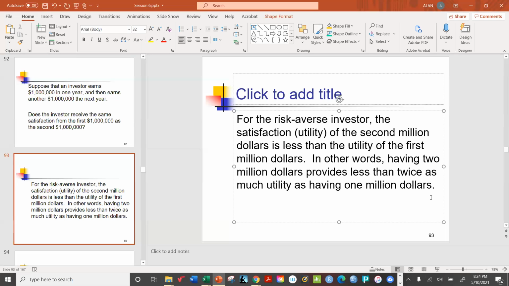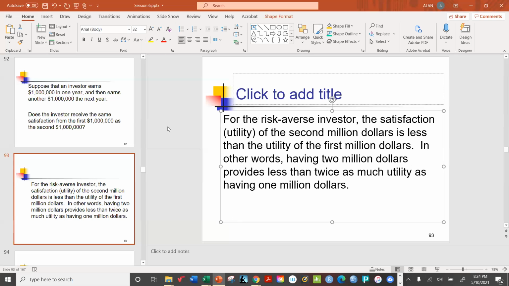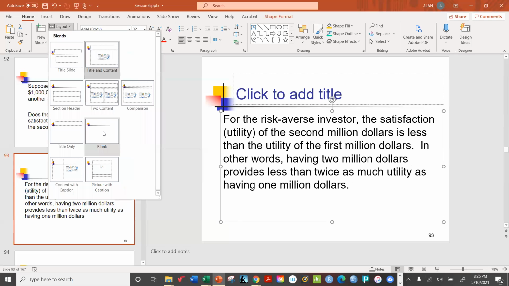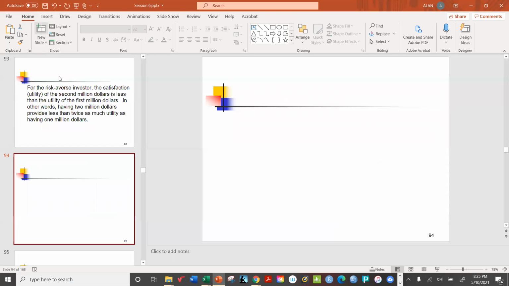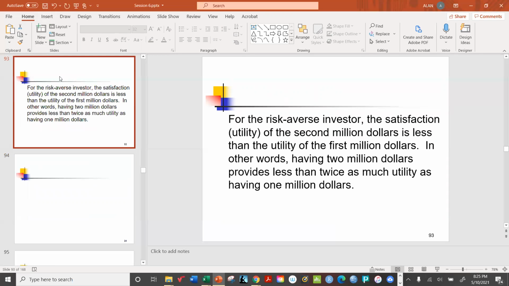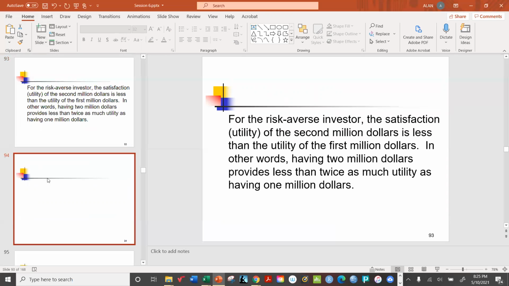So the second $1 million is not as much fun as the first $1 million. All right. Now, how about the risk neutral investor? Well, you can probably guess that that'll be different, won't it? So you're probably aware, having twice as much of anything is not as much. It's better, but it's not twice as good. That's what we're basically saying here. But that assumes that you're risk averse.